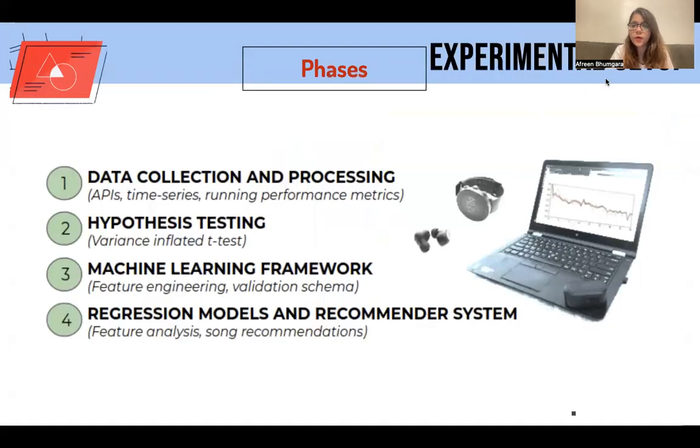My experimental setup, or the different phases of how I intend to go about this, begins with data collection and processing. This is the phase where I'll be using Spotify's API as well as another API to collect the running data. Then I'll do the hypothesis testing to check whether music does actually lead to increased performance in running and other sports-related activities. I'll then use some machine learning classifiers and frameworks and perform feature engineering as well as a validation schema. Finally, I'll build the recommender system that will perform feature analysis as well as personalized song recommendations depending on the type of activity or sports exercise being performed, as well as the personalized choices of the athlete or the person.